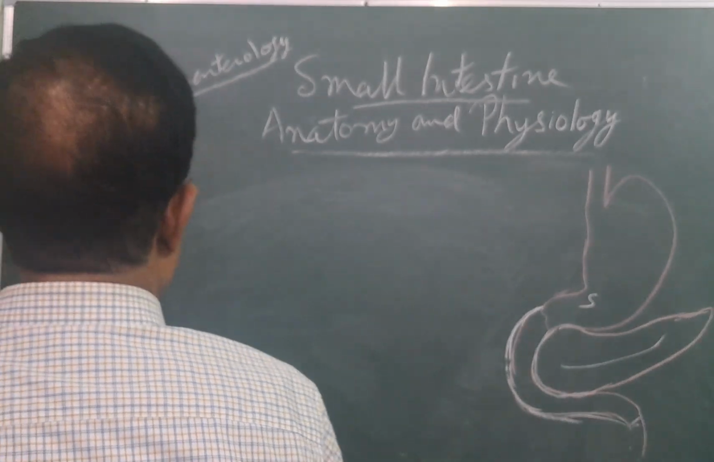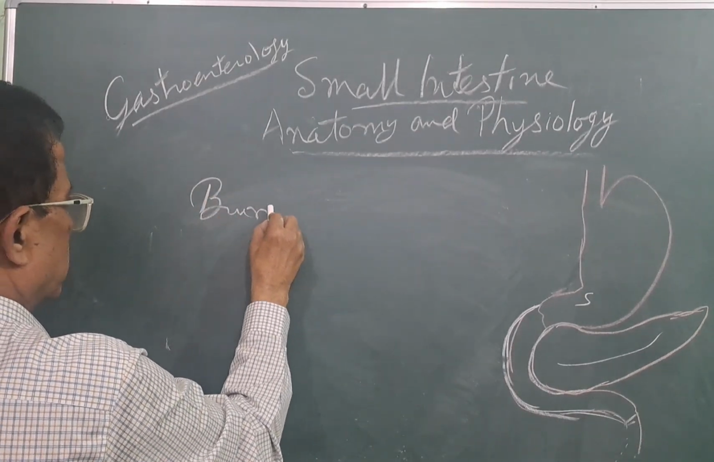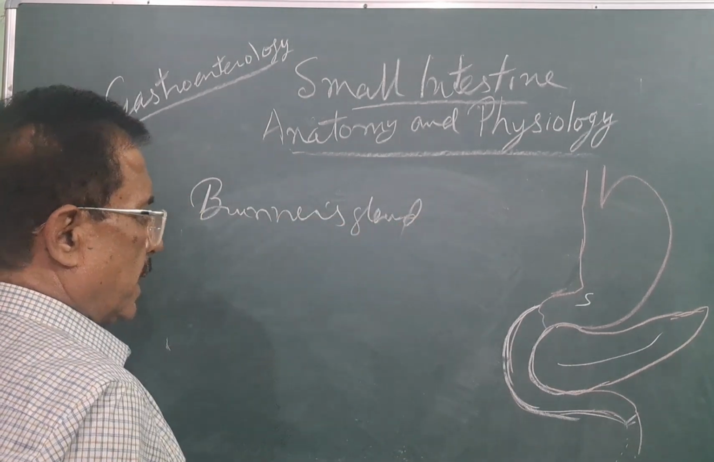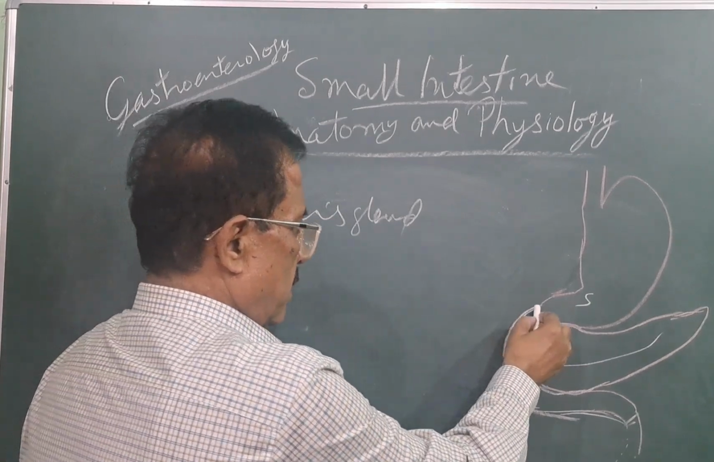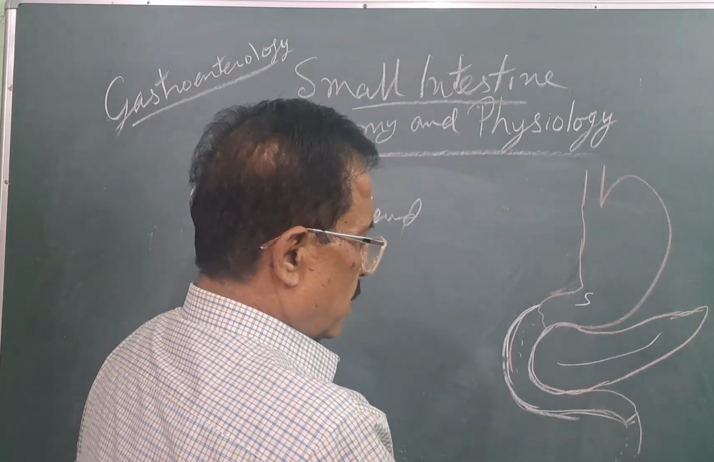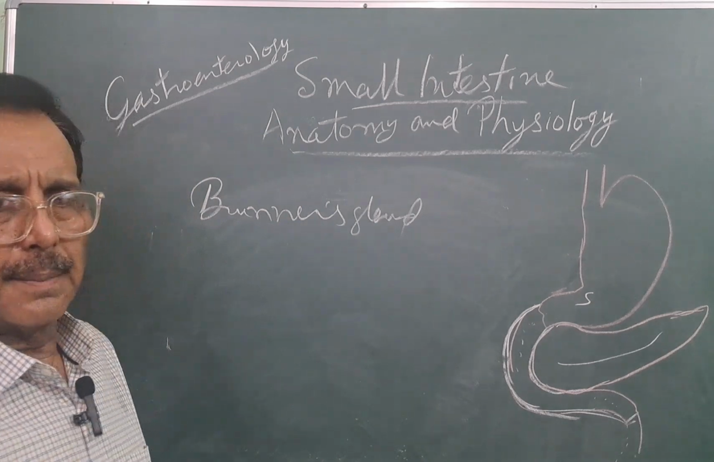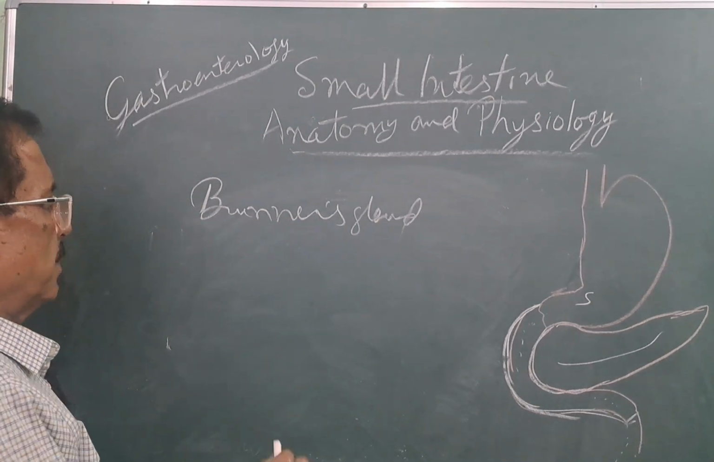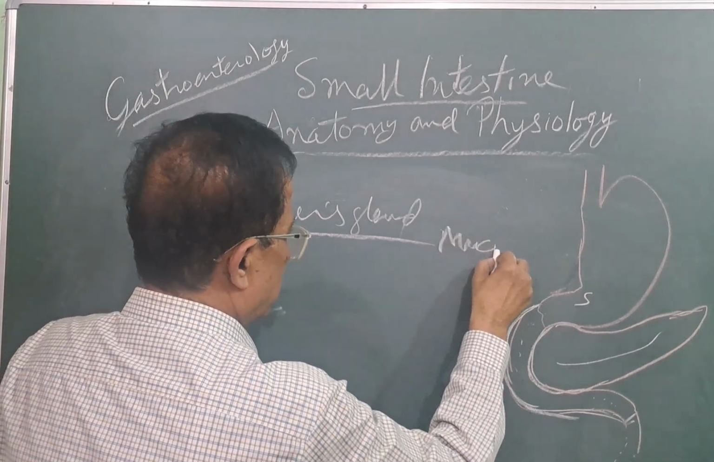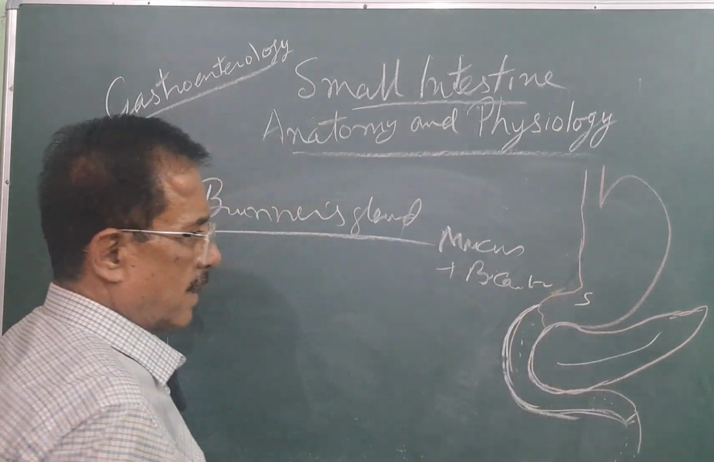Now the glands present in the small intestine are Brunner's glands. These glands are abundant in the duodenum. They resemble pyloric glands. The number of Brunner's glands slightly decreases and finally disappears in the jejunum. Brunner's glands secrete mucus and bicarbonate to neutralize the acidic chyme.